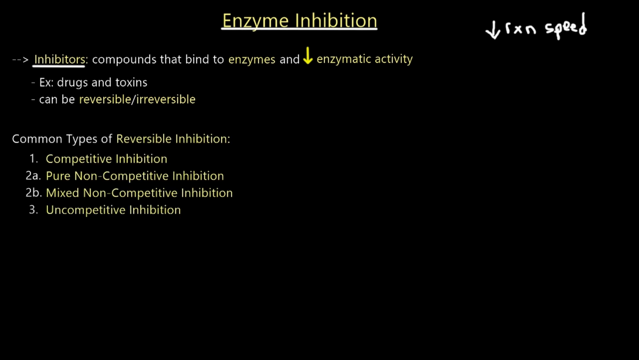So here are the 4 common types of reversible inhibition that we will discuss, and not to great detail, but just to give an overview in case it comes up on the exam. So the common types are competitive inhibition, pure non-competitive inhibition, mixed non-competitive inhibition, and uncompetitive inhibition. And we'll take a look at each one more closely.